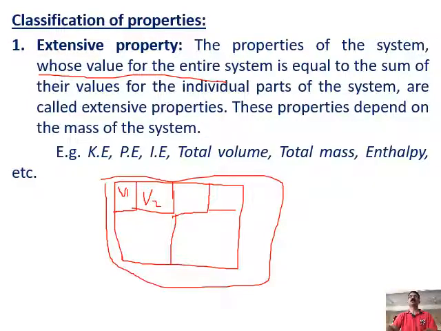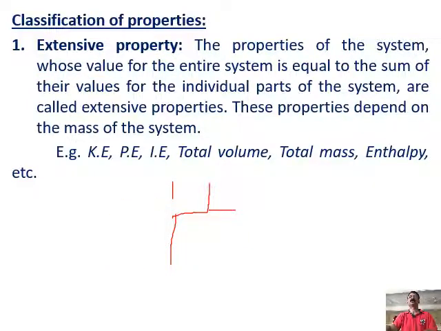So any property, right, whose total value is the sum of the values of the individual parts, you can take any property for that matter and you can find out. Now examples are given. Kinetic energy. So kinetic energy, because it depends upon the molecules, for each part you have to add. Potential energy, internal energy, total volume, total mass and enthalpy. So all these are extensive properties. Now total volume is an extensive property because it is a total, but specific volume is not an extensive property because it is per kg, volume per kg. So if you measure V1, V2, V3, V4 at any compartment, volume per mass will remain the same.